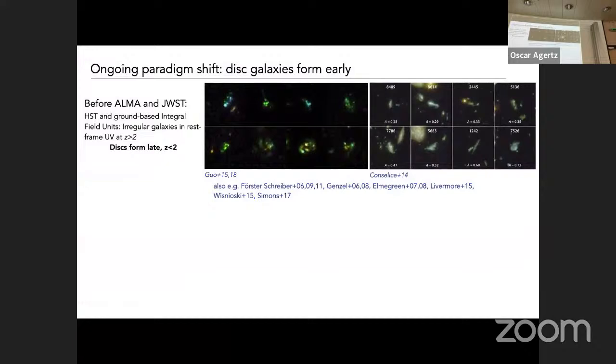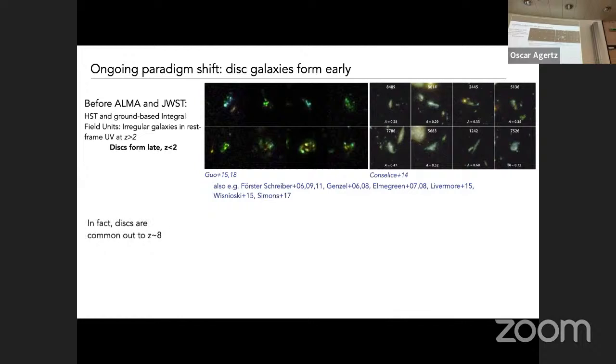Okay, so the premise for this is this. Before we had ALMA and the James Webb Telescope, we had the Hubble Space Telescope revealing these rest frame UV bright spots, or massive star clusters essentially, at high redshift. So what we had was that disk galaxies look extremely clumpy. And this was the prevailing picture for many years.